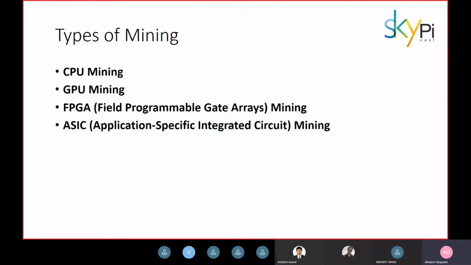Let's have a look at the different types of mining that are available in today's technology. We can see that there are 4 types of mining that can be done: CPU mining, central processing unit mining; GPU mining, graphical processing unit mining; FPGA, field programmable gate arrays mining; or ASIC, application specific integrated circuit mining. Let's have a look at these one at a time.